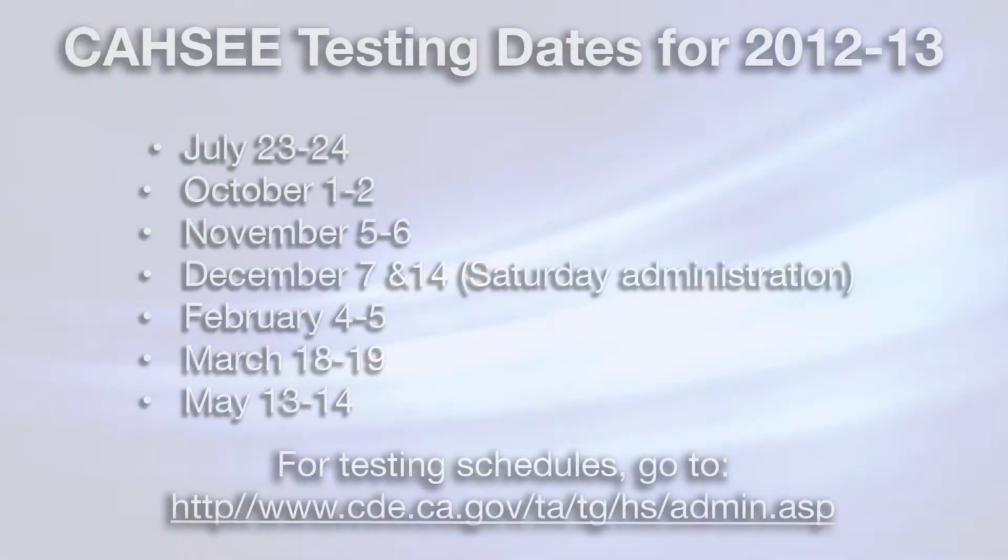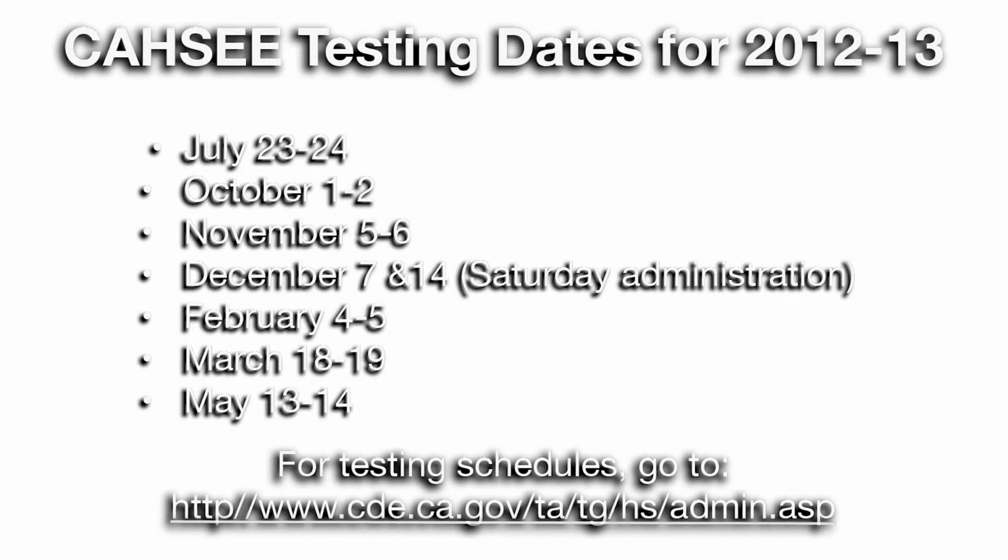State law requires that the CAHSEE be administered only on the dates designated by the State Superintendent of Public Instruction. There are 7 administrations each year. The February, March, and May administrations are for grades 10, 11, and 12 and adult students. Other administrations are in July for grade 12 and adult students, and in October, November, and December for grades 11 and 12 and adult students.